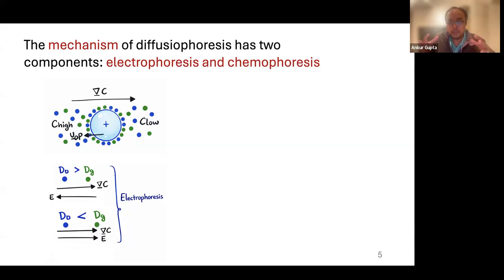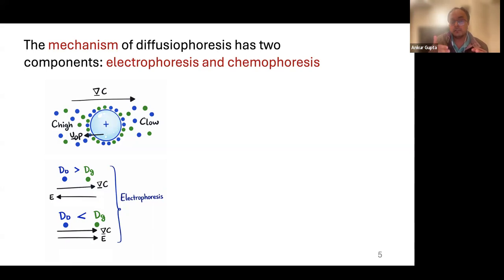So I need to keep the positive and negative ions together. So imagine if you have sodium chloride, I cannot have sodium ions outrunning the chloride ions. I need to keep them together to maintain electroneutrality. An electric field develops in the direction opposing the concentration gradient, and then this electric field can actually electrophoretically move the charged particle. So that's the electrophoresis.